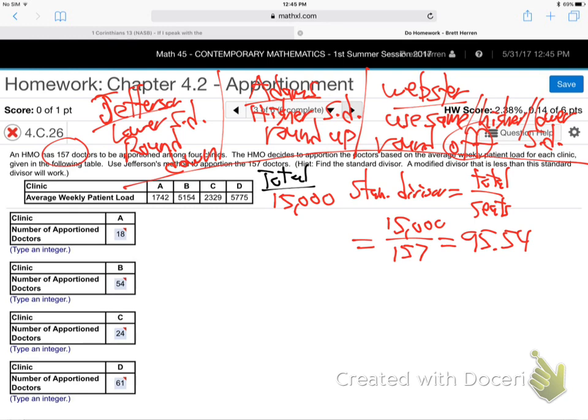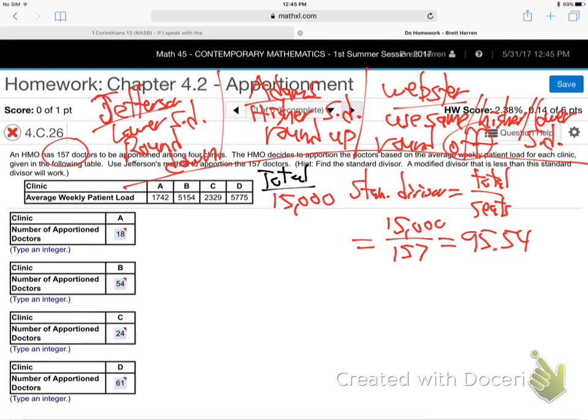So Jefferson is pick a lower. So I'm going to take this 95.54, which is the standard divisor, and instead of dividing them all by that, like I would for Hamilton, I'm going to pick some lower number like 94, 93. I don't know. I'm going to guess around 90 maybe. And I'm going to divide them all by some lower number and round them down and add them up and see if they come out to the right total. If not, I'll just keep adjusting. That's where this is a pain.